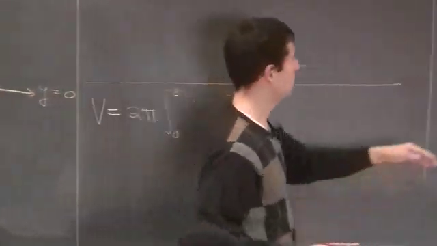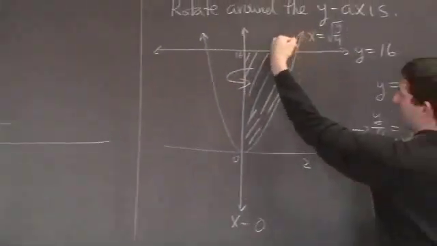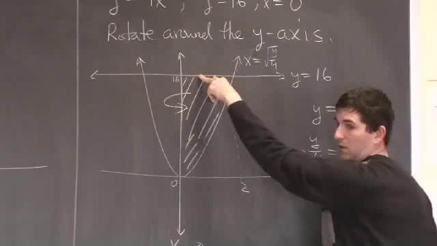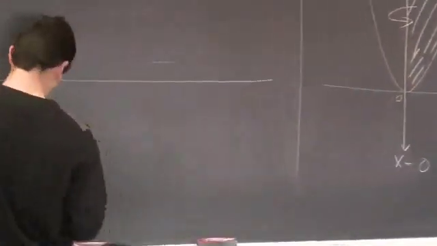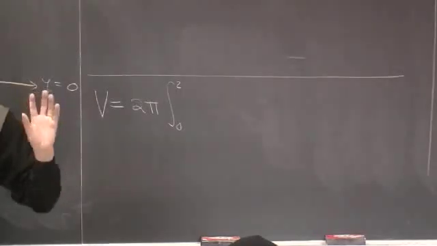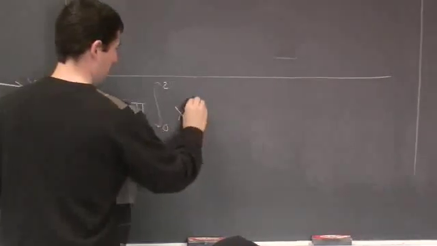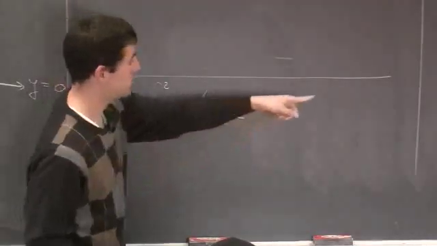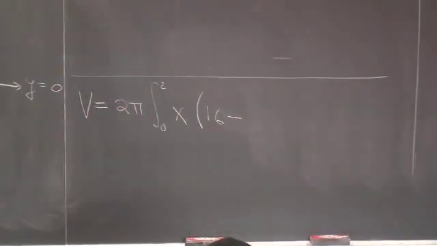And then we would have our top function minus our bottom function. And here our top function is 16. Oh, no, we almost forgot something, right? 2 pi is 2 pi r, so we need the x in there. Okay. Now our top function is 16, and our bottom function is 4x squared.